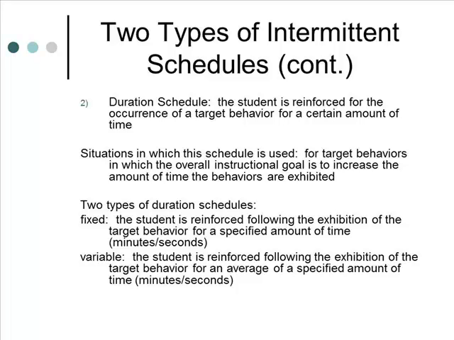With a variable duration schedule, the student's reinforced following the exhibition of the target behavior for an average of a specified amount of time. So maybe the average amount of time is 5 minutes again to stay on task, but we're going to reinforce for 4 minutes, and then the student stays on task for 6 minutes, and we're going to reinforce, then 5 minutes, then 3 minutes. Again, it's not as predictable as the fixed schedule, and therefore the students know that they're going to be reinforced, but it's harder to predict when, and that usually helps the students perform and continue performing the behavior over time.